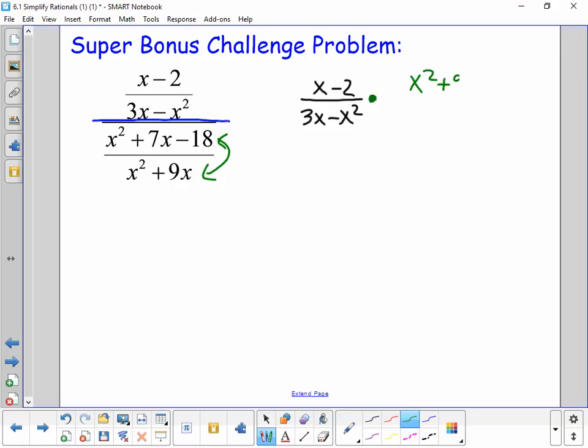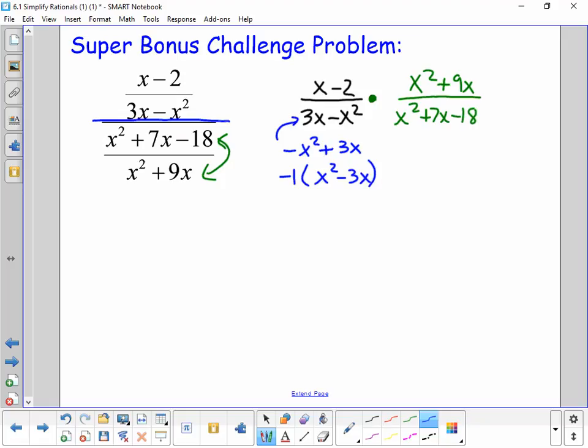So the x squared plus 9x is in the numerator now, and the x squared plus 7x minus 18 is in the denominator. Now I'll look to see what I can factor. And actually, before I factor anything, I'm going to take a little bit closer look at this. I'm going to write it in standard form as negative x squared plus 3x. I'm going to factor out a negative 1 to leave x squared minus 3x behind. And that's what I'm going to factor for my expression.